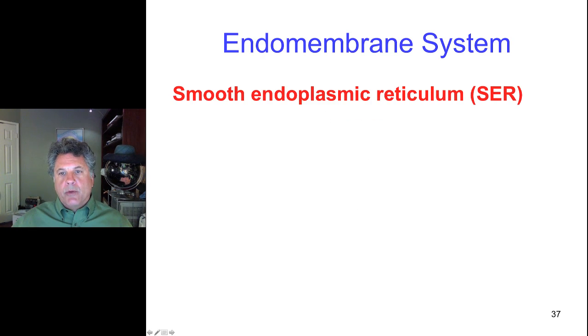Now in the next part, we'll pick up with the smooth endoplasmic reticulum and then move on to other cellular structures in the eukaryotic cell.